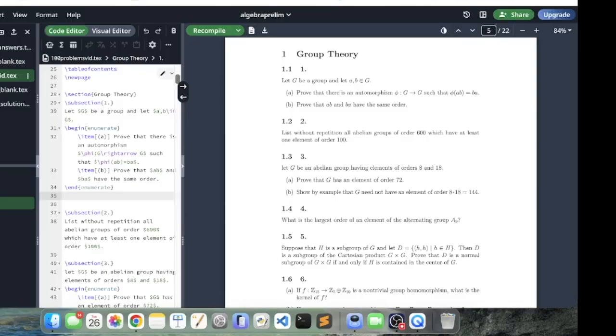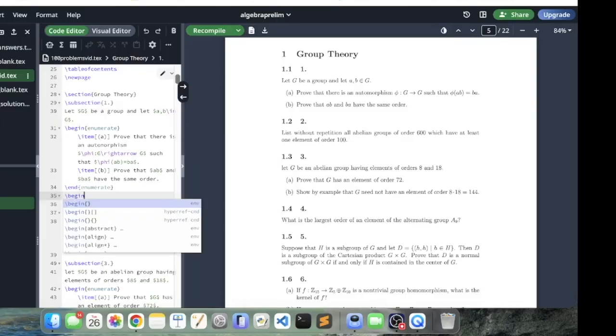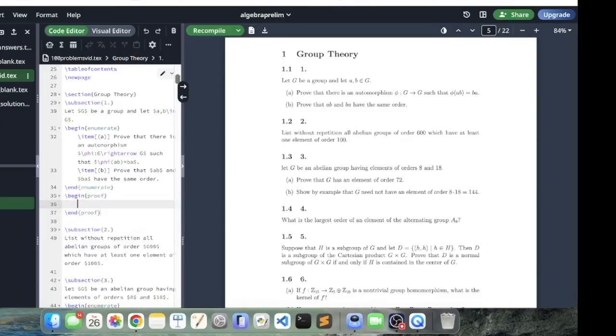Group theory, number 1. We're going to do the first problem. Let G be a group. Let A and B be in G. Prove that there exists an automorphism phi from G to G such that phi of AB is equal to BA. Okay. And I'll try to live compile as I do this. All right, so we're going to start.